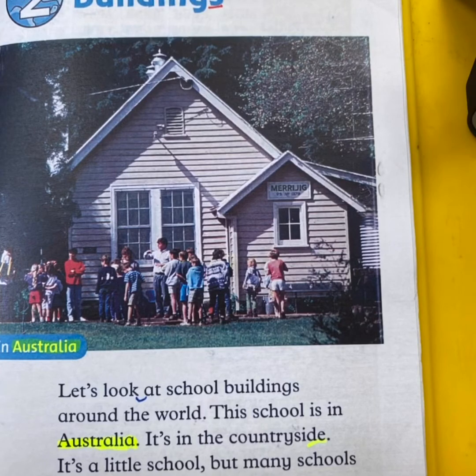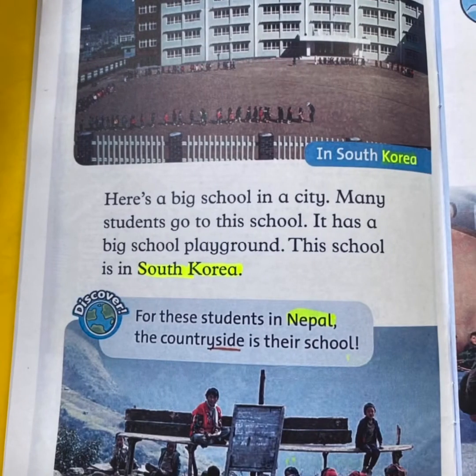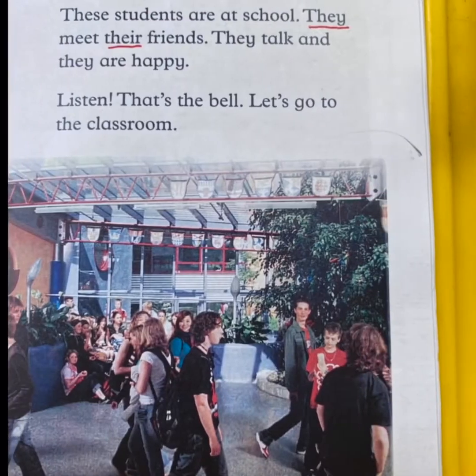Buildings. Let's look at school buildings around the world. This school is in Australia. It's in the countryside. It's a little school, but many schools in Australia are big. Here's a big school in the city. Many students go to this school. It has a big school playground. This school is in South Korea. Discover. For these students in Nepal, the countryside is their school.